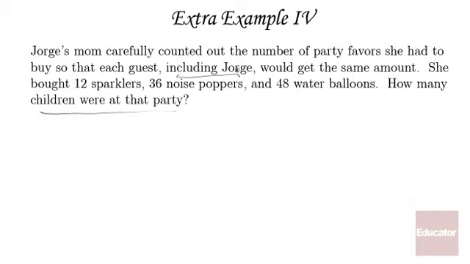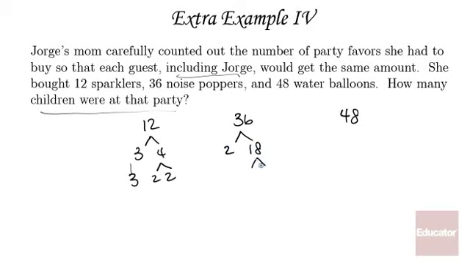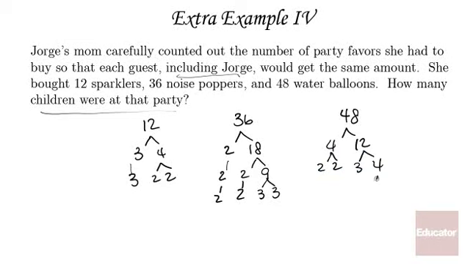So let's figure out how many, if she gave out the 12 sparklers evenly to everyone, the 36 noise poppers evenly to everyone, and the 48 water balloons evenly to everyone. So we're going to find what number we can divide into all 3 of these numbers evenly with no remainder. 12 is 3 times 4, 2 times 2, 3. 36 is going to be 2 times 18, 2 times 9, 3 times 3. 48 could be 4 times 12, 2 times 2, 3 times 4, 2 times 2, 3, 2, and 2.